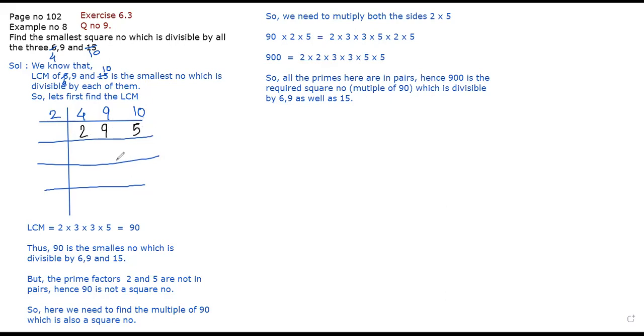Now 2 ones are 2, 9 again as it is, take a 5 as it is. Now by 3: 3 threes are 9, 3 ones are 3, and 5 as it is. Now 3: 3 3s are 9, 3 ones are 3. Then 5: 5 5s are 5, ones.